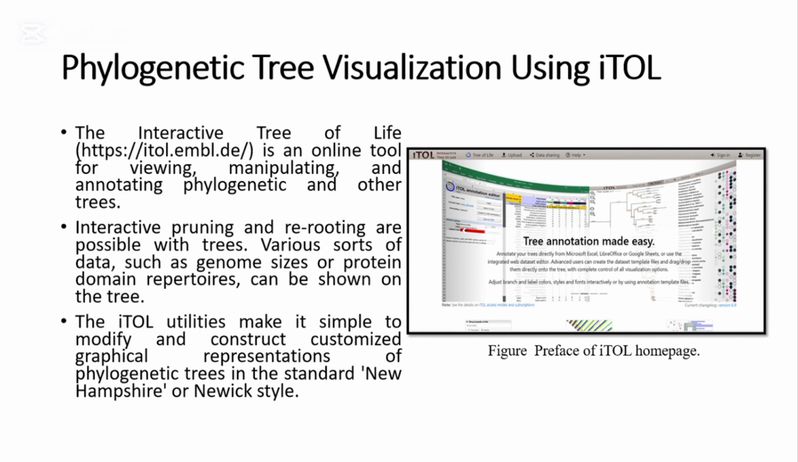Phylogenetic tree visualization using iTOL. iTOL basically stands for Interactive Tree of Life. It is an online tool for viewing, manipulating, and annotating phylogenetic and other trees. Interactive pruning and rerooting are possible with trees. Various sorts of data such as genome size or protein domain repositories can be shown on the tree. The iTOL utilities make it simple to modify and construct customized graphical representations of phylogenetic trees in the standard New Hampshire or Newick style.